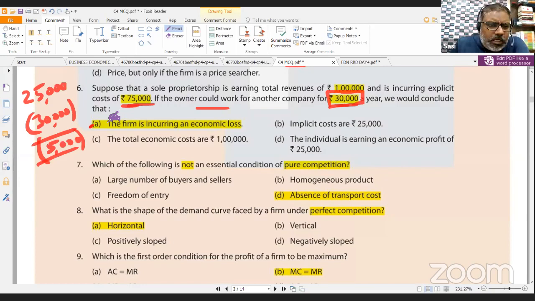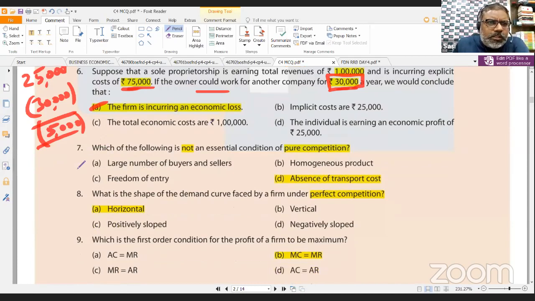So what is the answer here? The firm is incurring economic loss. How much is not given, but yes, that is the answer. If at all the options had firm incurring an economic loss of 5,000, then that would be the correct answer, but it is not there. So A is the correct answer. Others are all wrong answers. That was question number 6.